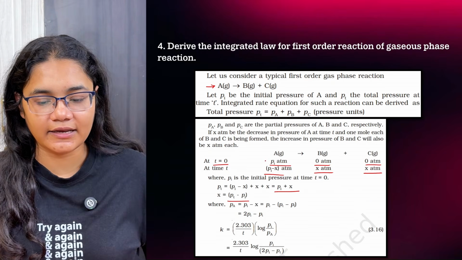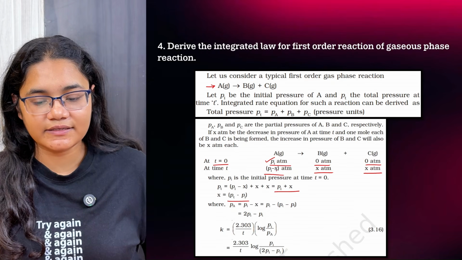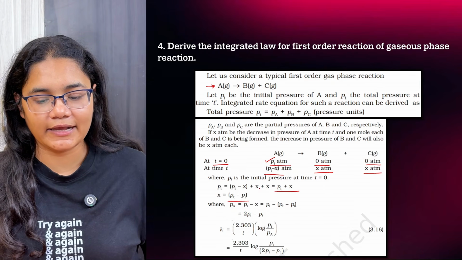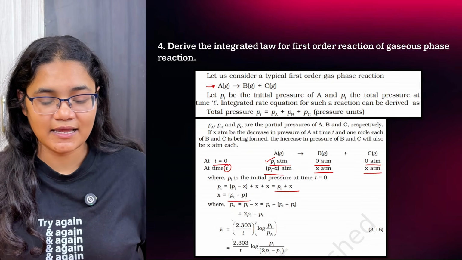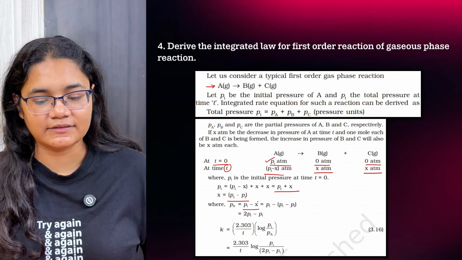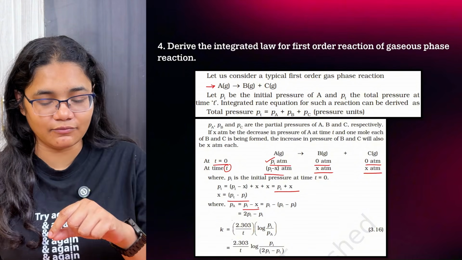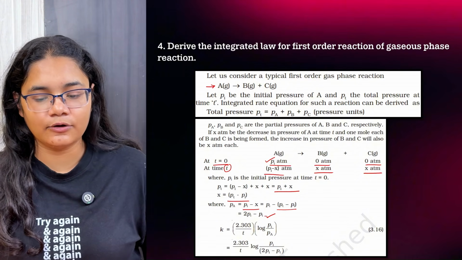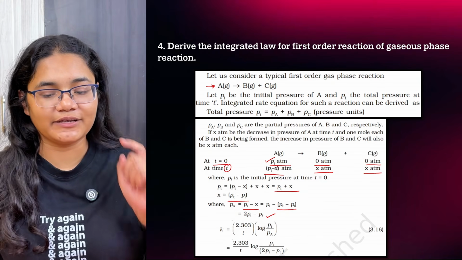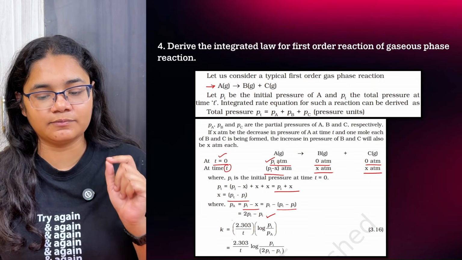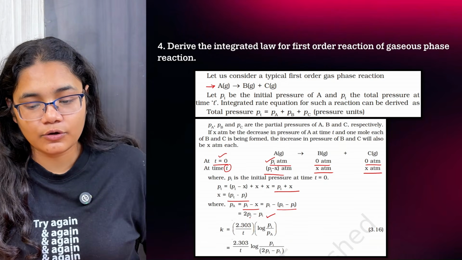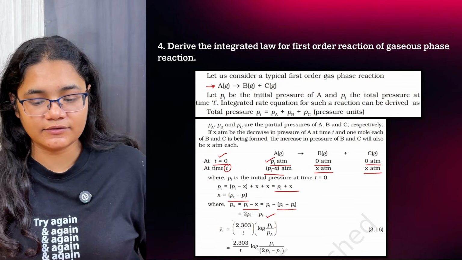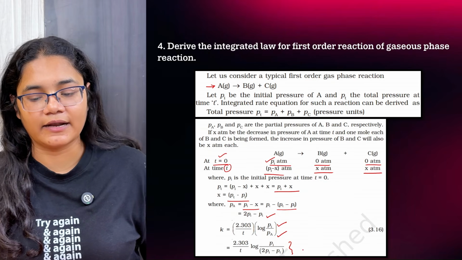Now you can see that the initial pressure of A is P1. The pressure of A at time t is P1 minus x, but the x value is Pt minus P1. So substitute that here and you will get 2P1 minus Pt. So the pressure of A at t equal to 0 is P1, and the pressure of A at time t is equal to 2P1 minus Pt. That is what you have to substitute here and you will get this equation.